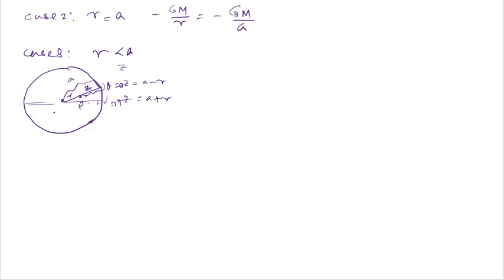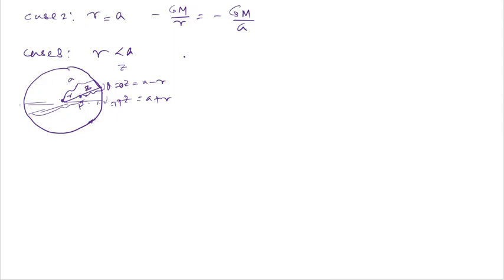Clear? When theta equal to pi, it will come here. So from here to here, what is the distance? This is r and this is a. This is r, this is a plus r. This is the distance.